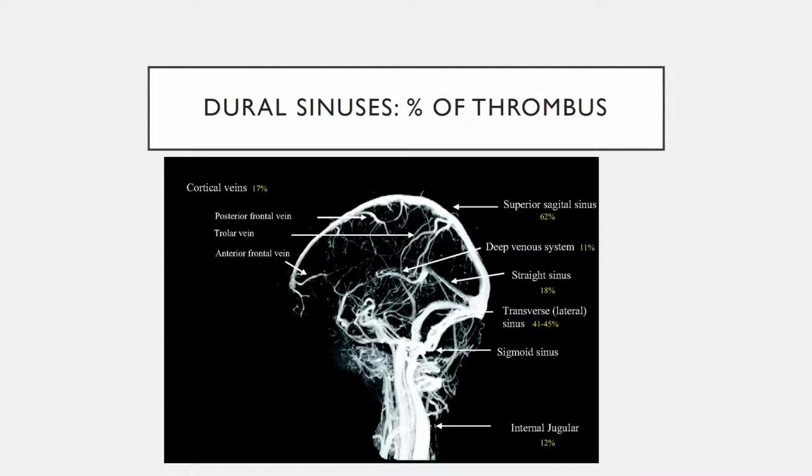The highest risk of blood clots, of thrombi within the brain, is going to occur in our dural sinuses. And the one it's most likely to occur in is our superior sagittal sinus, our superior dural sinus.